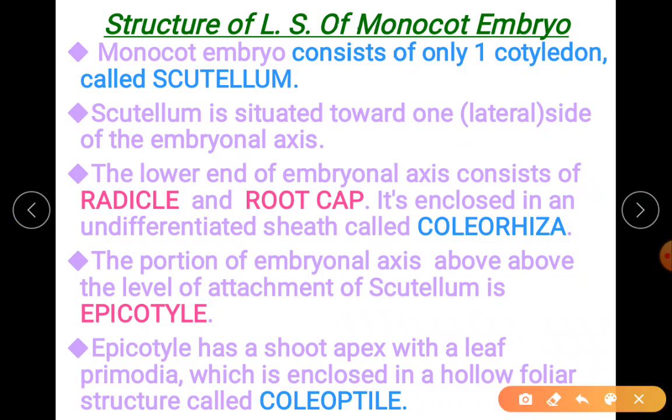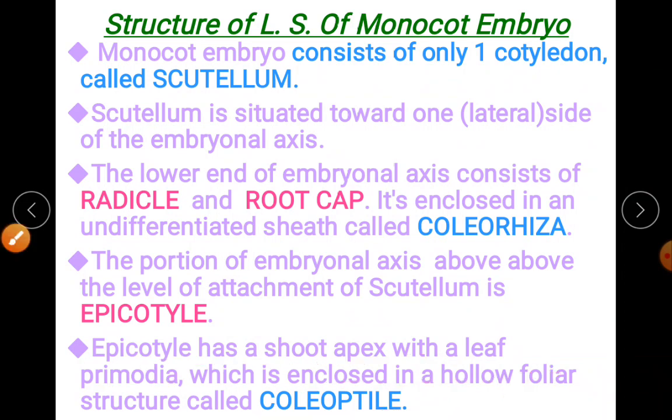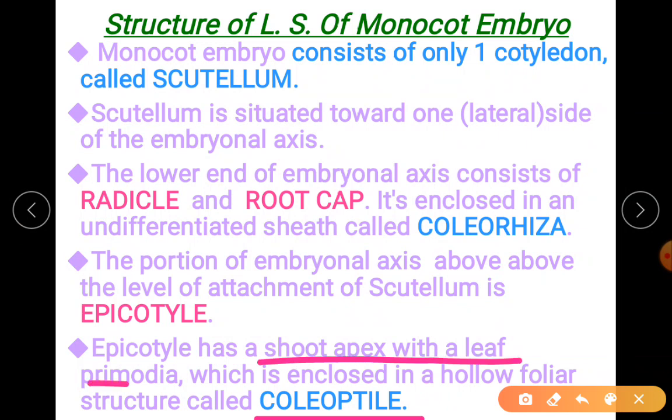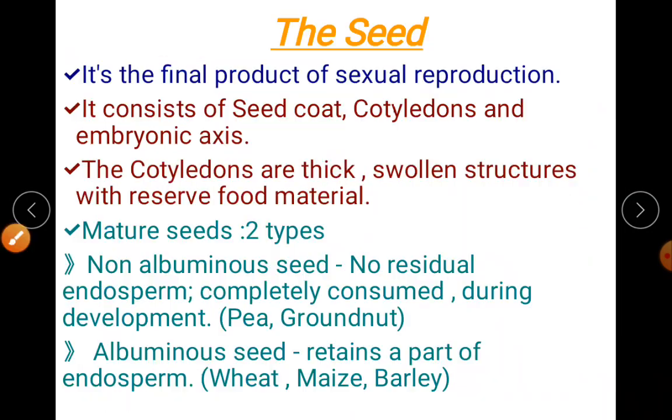Then coming to another, epicotyl has a shoot apex with leaf primordia which is enclosed in a hollow foliar structure which is called coleoptile. So this is coleoptile enclosing the shoot apex with the leaf primordia. It encloses that in a hollow foliar structure. That is your coleoptile. So I'm just going for the next now.